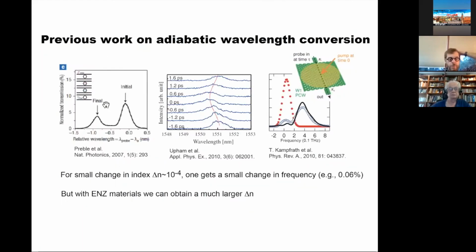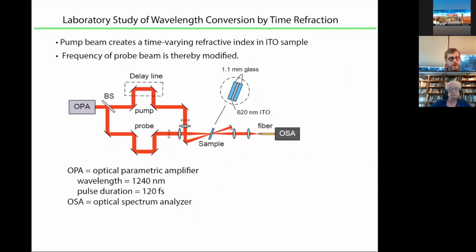So here's past work in the field. In this past work, which certainly was compelling, they had a change of refractive index of 1 part in 10 to the 4th. So they were not able to get a very large shift in frequency. But with an ENZ material, we can obtain a much larger delta N, and therefore a much larger change in frequency. So here is our setup.